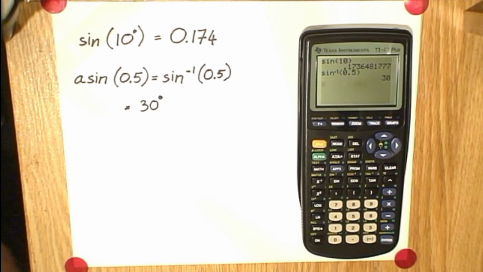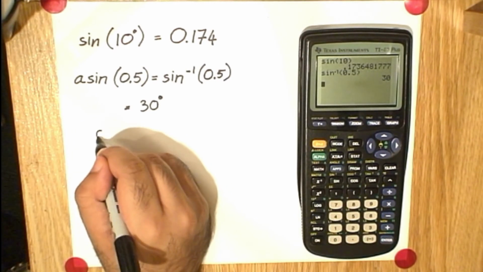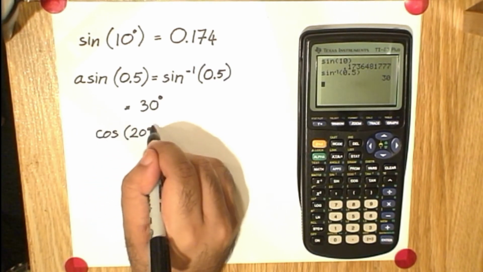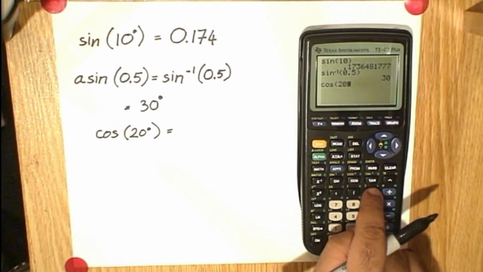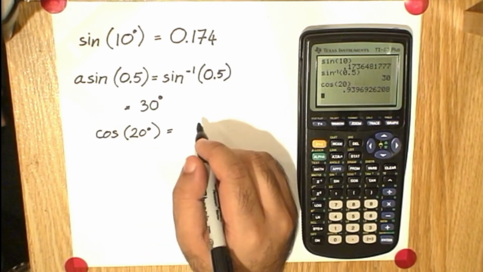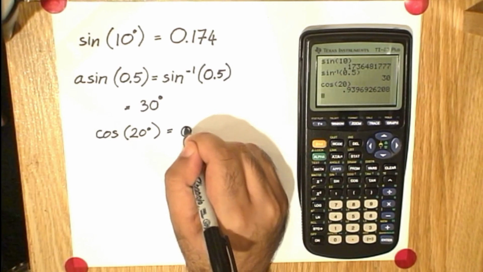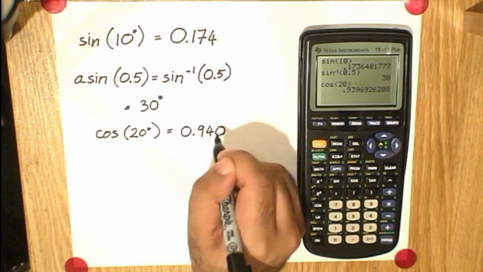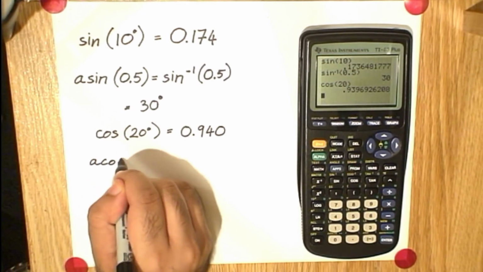Of course, we can do something similar for the cosine and for the tangent. So the cosine of 20 degrees is equal to cos 20, close parentheses, equals 0.94. And likewise, we can do the arc cosine.